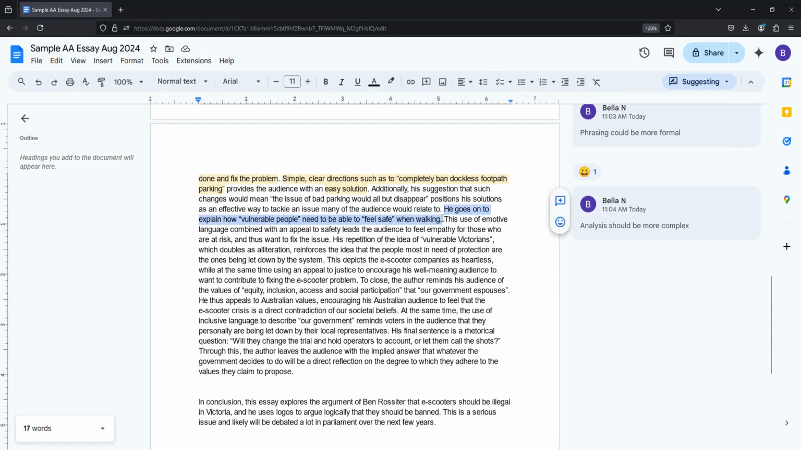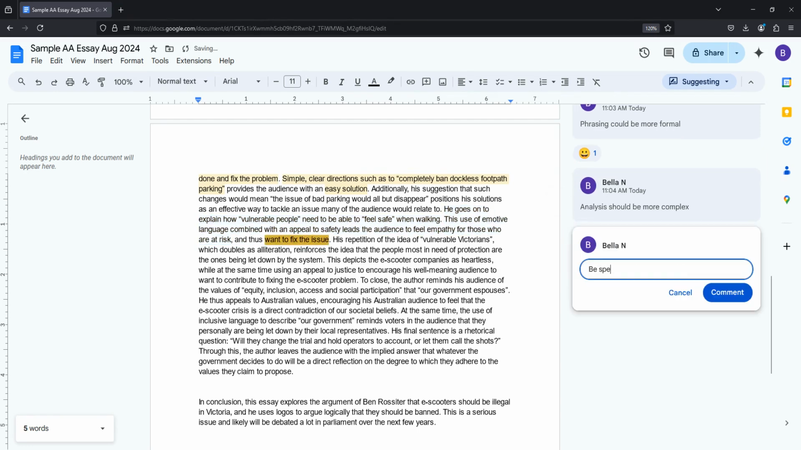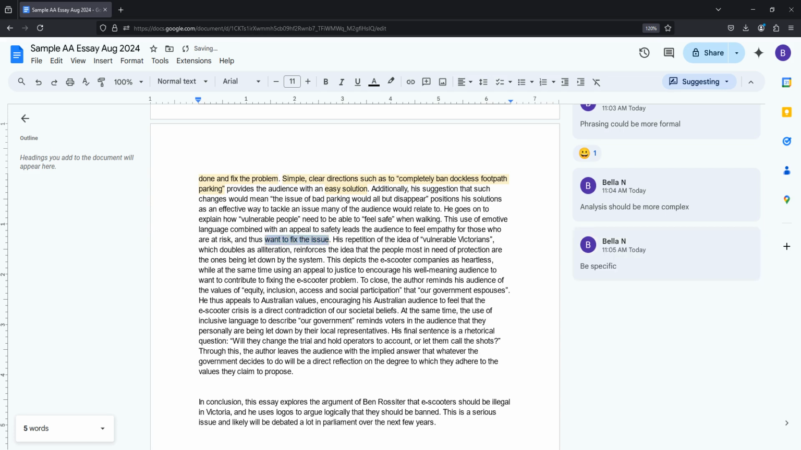All right. Feels like a little bit of retelling. Let's see if there's more analysis. This use of emotive language combined with an appeal to safety leads the audience to feel empathy for those who are at risk and thus want to fix the issue. Okay, I feel like this bit up to here is pretty strong. But this here is just a little vague. Fix the issue. Again, probably needs to be specific. What is the issue?